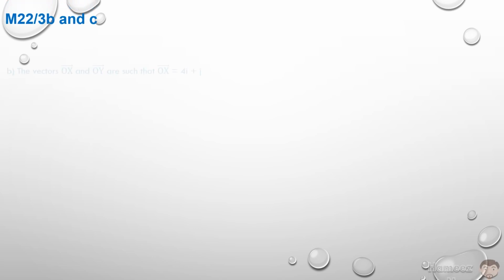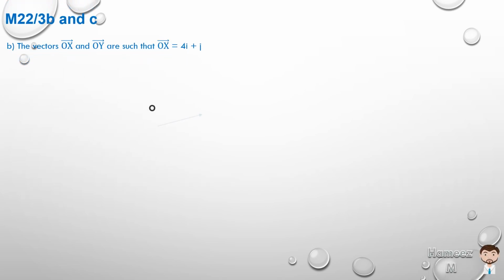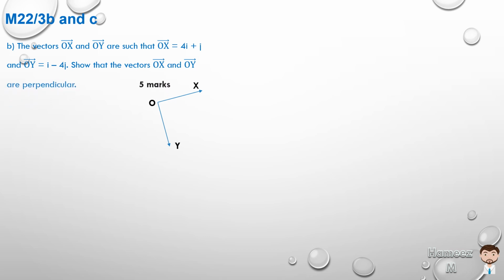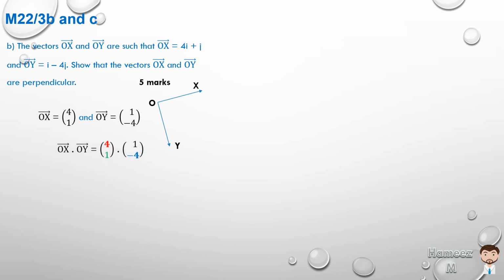May 2022, number 3b. The vectors OX and OY are such that OX is equal to 4i plus j and OY is equal to i minus 4j. Show that the vectors OX and OY are perpendicular. Since we know OX, we can write that as a column vector 4, 1, and similarly OY as 1, minus 4. And we find the dot product of that to get OX dot OY is 4, 1 dot 1, minus 4. And let's recall, I'm using 4 different colors so you can easily see how to find the dot product.